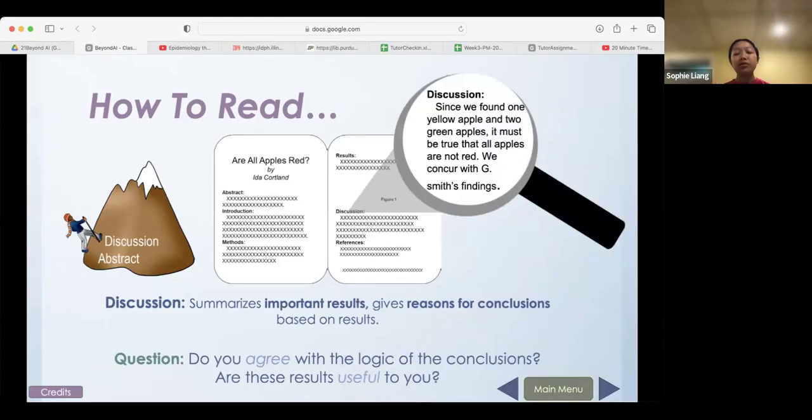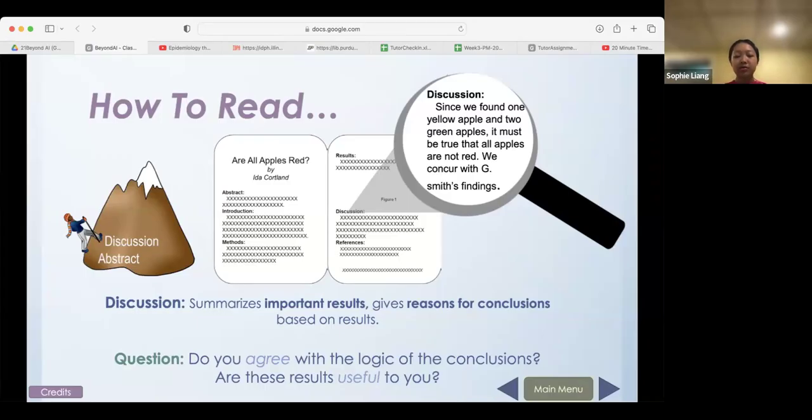And then after you read the abstract and you decide, yes, you do want to continue reading the paper, go to the discussion section. This section summarizes the important results and it gives the reasons behind conclusions, which are based on results. So this part is like drawing conclusions and discussing how they got there.